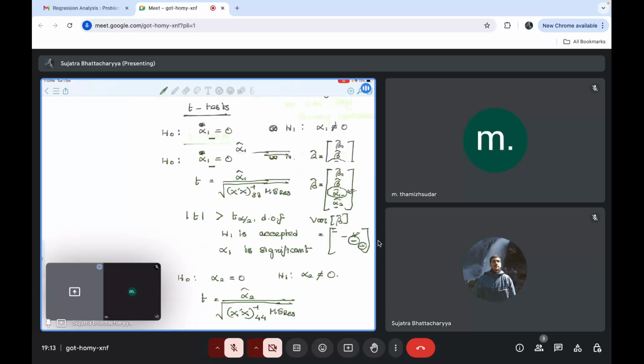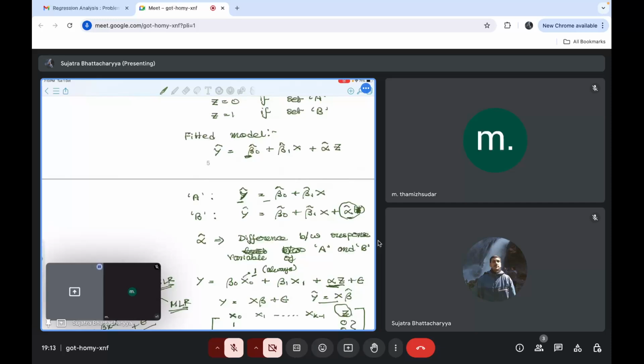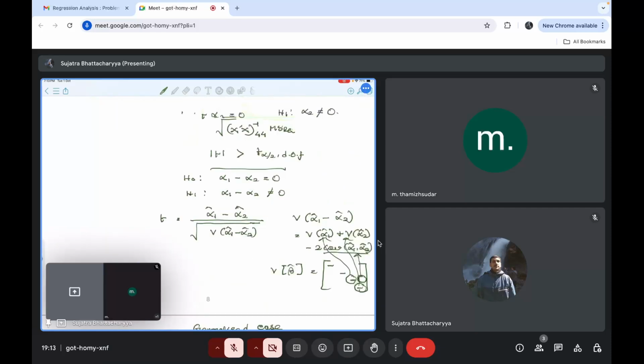Let's go to the two sets case. See, look at it. For A set, we have got this. For B set, we have got this. See, beta 1 is same. In one case, it is beta naught hat as the intercept. In the second case, it is beta naught hat plus alpha. So this is the same thing. Okay.